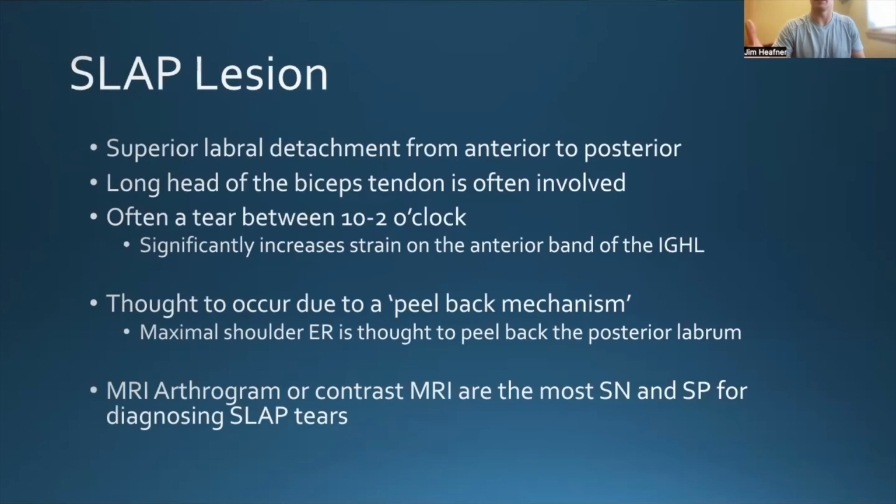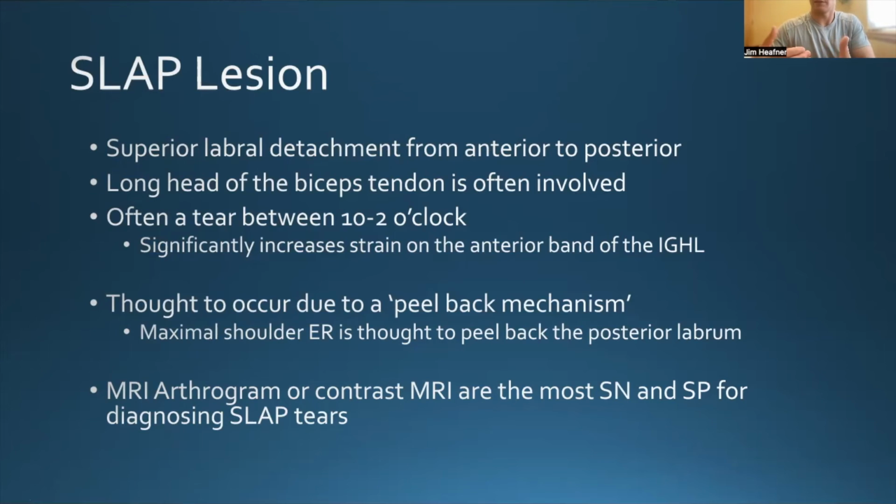The most common labral tear is a SLAP lesion, and that's a superior labral detachment from anterior to posterior. So SLAP: superior labral, anterior to posterior. With this, the long head of the bicep tendon is often involved, because of its intimate connection to the labrum. This tear is often between 10 o'clock and 2 o'clock if you're looking at the position of the labrum on the shoulder from the side, and it significantly increases the strain on the anterior band of the inferior glenohumeral ligament.